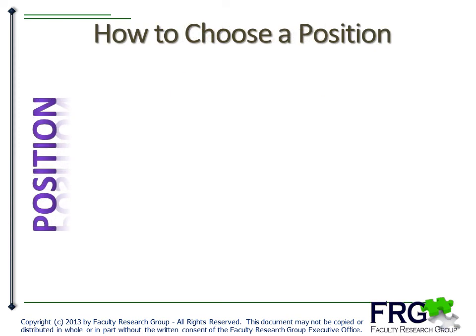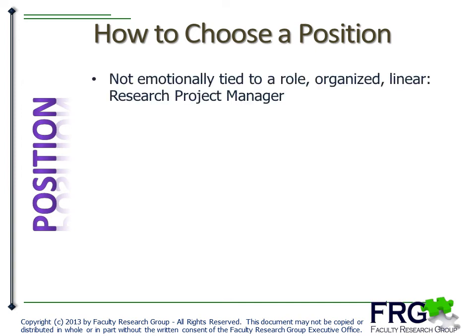You may be wondering to yourself how you would choose a position. There are several ways to choose the best role for you. If you are not emotionally tied to a role, if you are organized and like to think in a linear way, then Research Project Manager might be the position for you. If you love to do searches, you might consider the Literature Review Leader position.